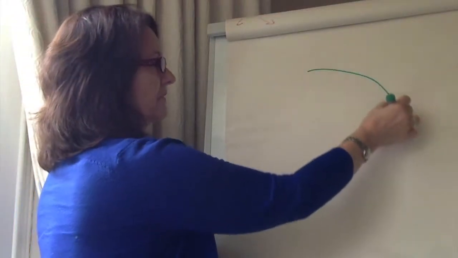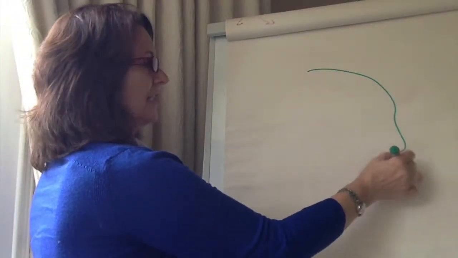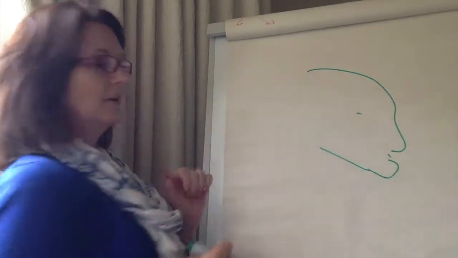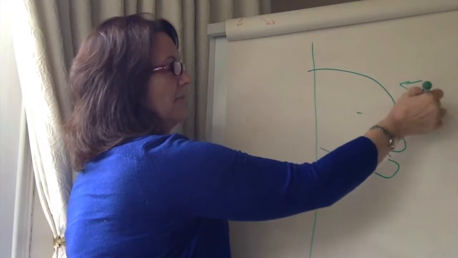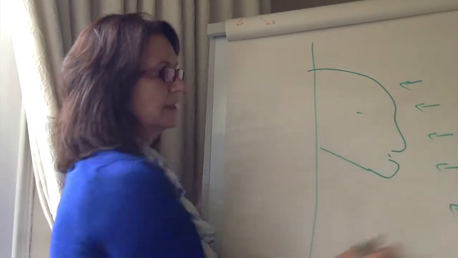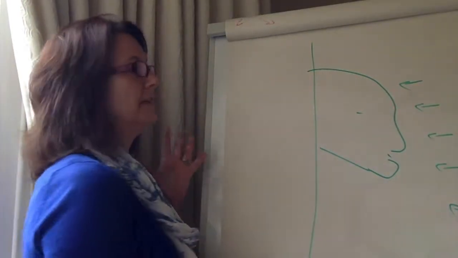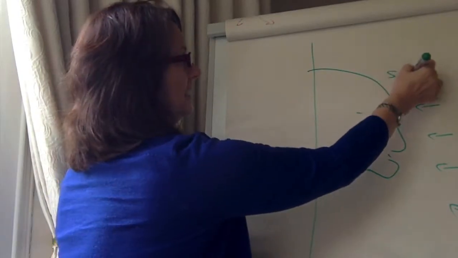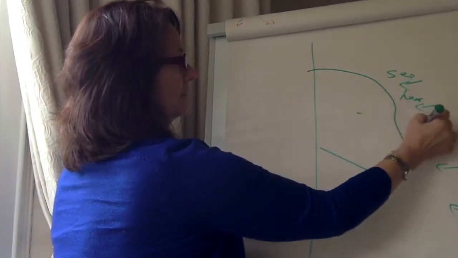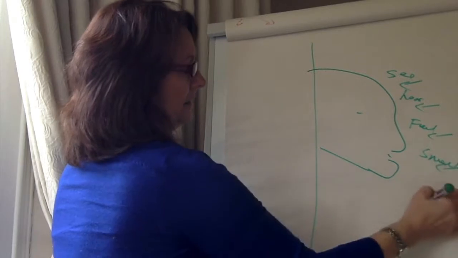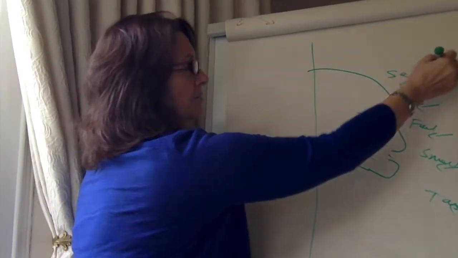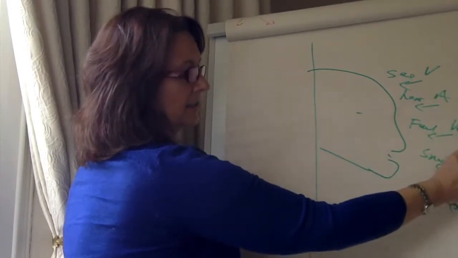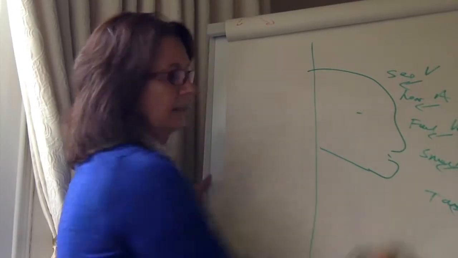So the number of years I've actually drawn this head, and it doesn't actually get any better than that, I'm afraid. So this is a head, a side profile of a head. And imagine that every single human being on this planet takes in information using their 5 senses. So we see, hear, feel, smell, and taste. And in NLP terms, that's called visual, auditory, kinesthetic, olfactory, and gustatory.